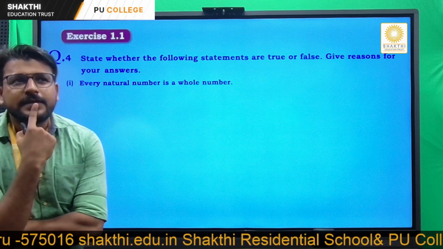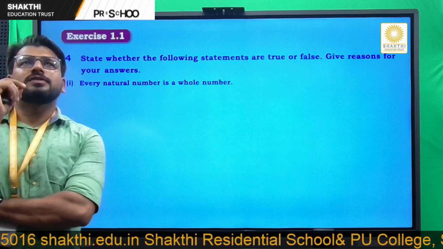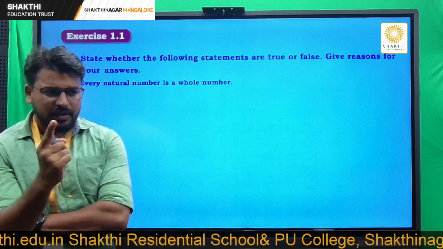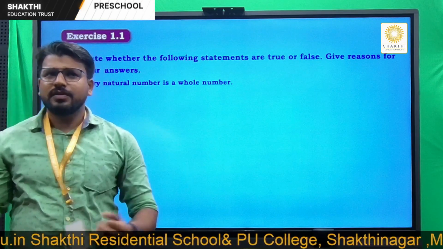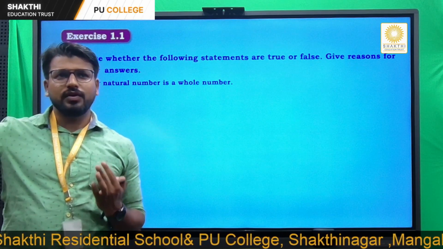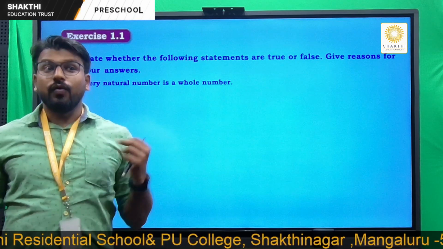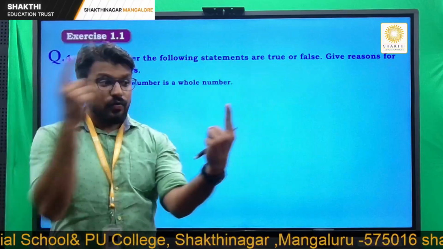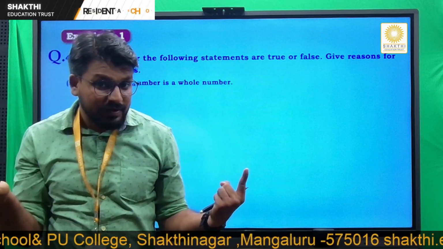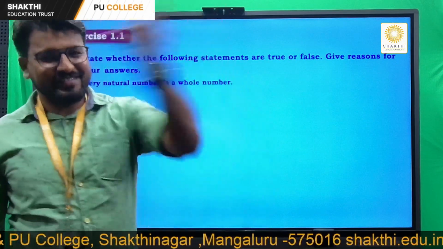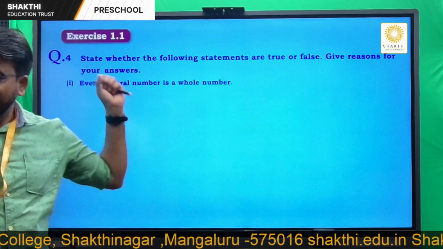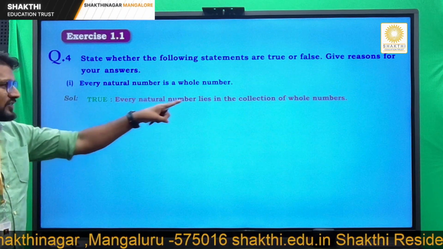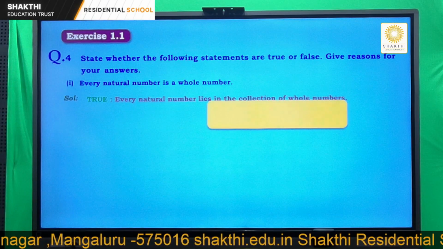What are natural numbers? Natural numbers are 1, 2, 3, 4, 5, 6 and so on. And what are whole numbers? Whole numbers are those numbers which start from 0: 0, 1, 2, 3, 4. In that case, if I take any natural number, let's say 1, 1 is a natural number as well as a whole number. Yes or no? Yes, you're right. The given statement is absolutely true, because every natural number is a whole number.